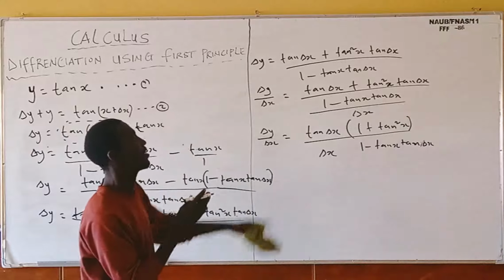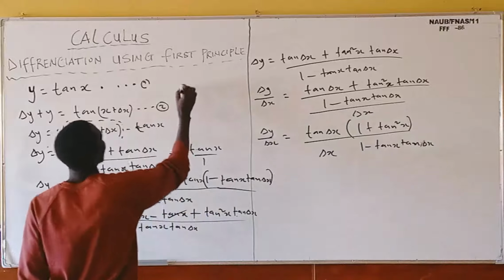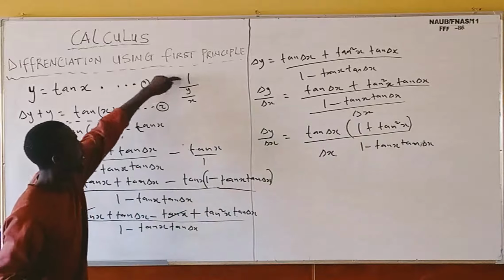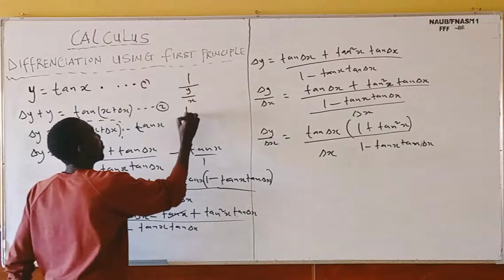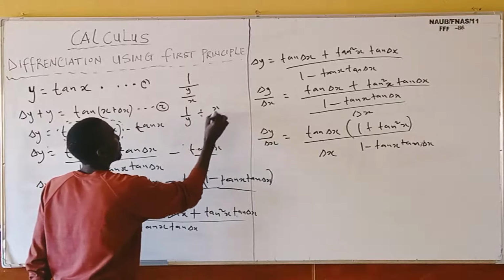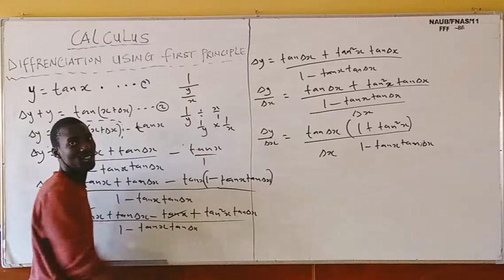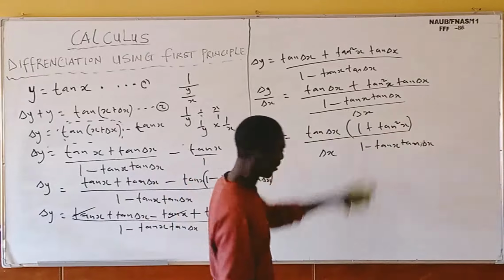Like this. Or better still, if you don't understand, it's just like you have 1 over y divided by x. 1 all over y divided by x means 1 all over y divided by x all over 1. So 1 all over y times 1 all over x. So you get this back. I hope you get that.